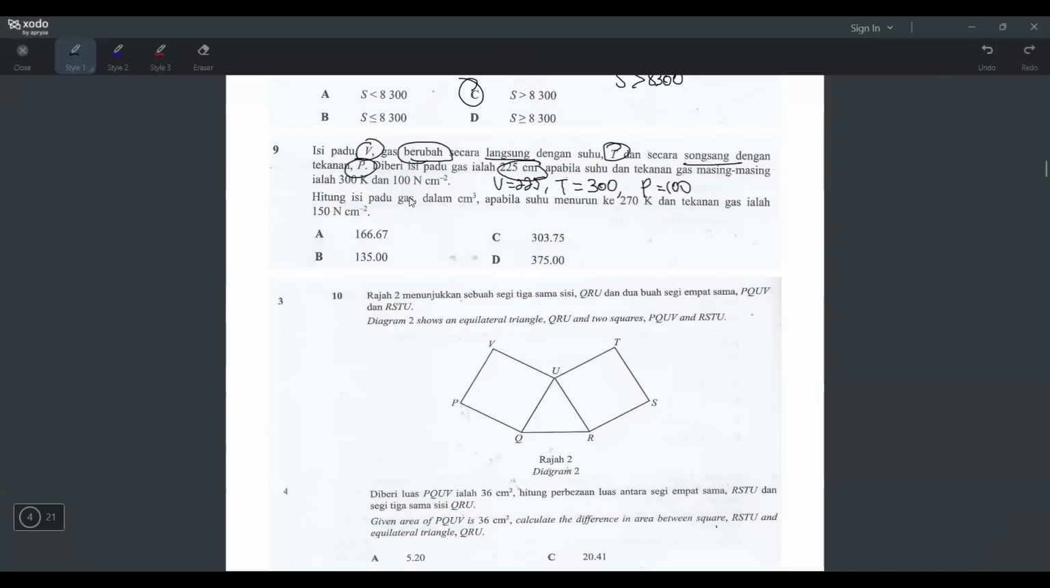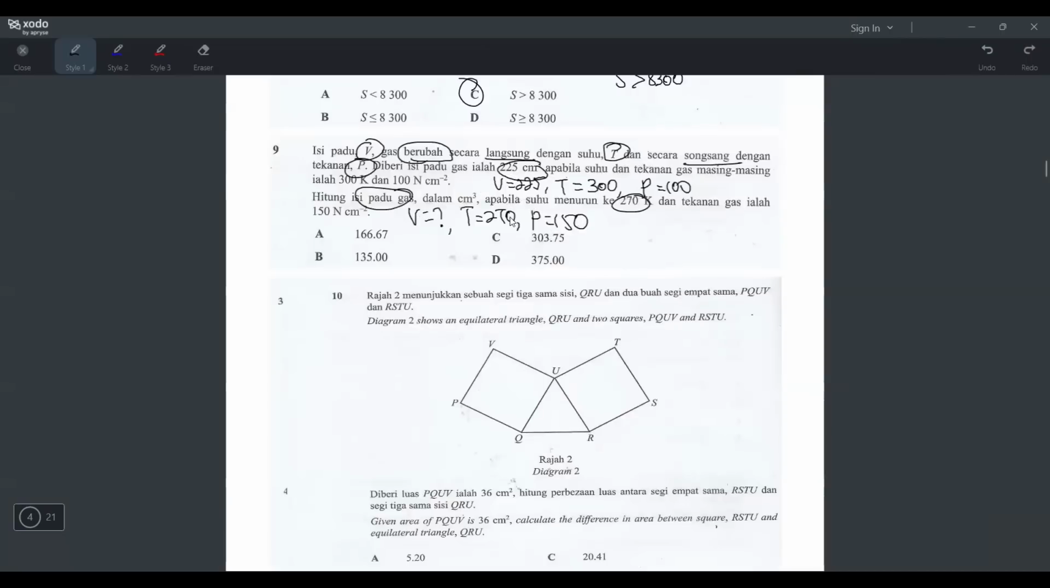Okay, and then they say hitung isi padu gas means cari V lah. Cari V. And apabila suhu menurun ke 270 Kelvin. So the suhu T is 270. And then tekanan 150 means the P lah. Right? Okay, I want to ask you, why is it important to write down the information like this?